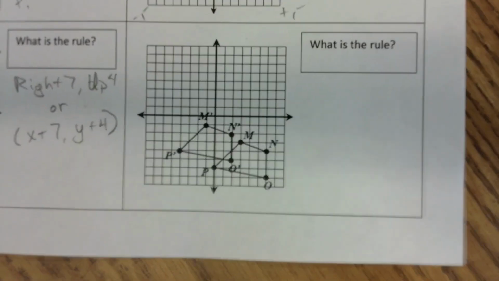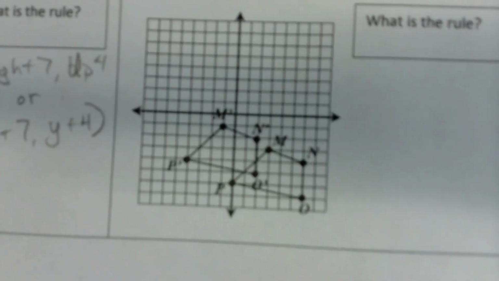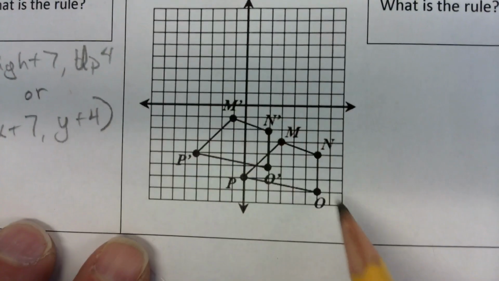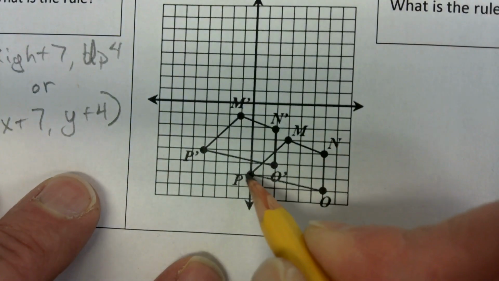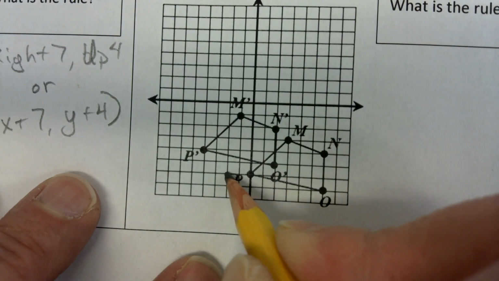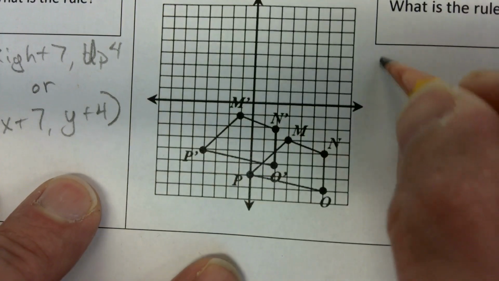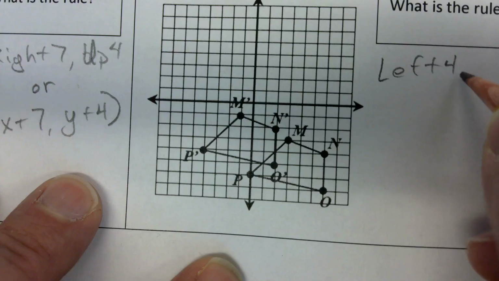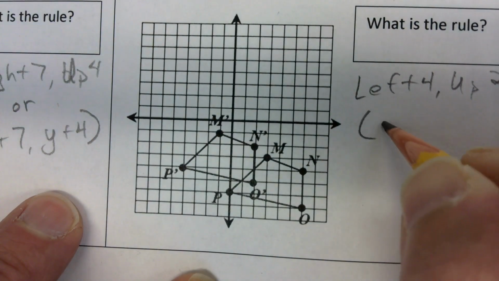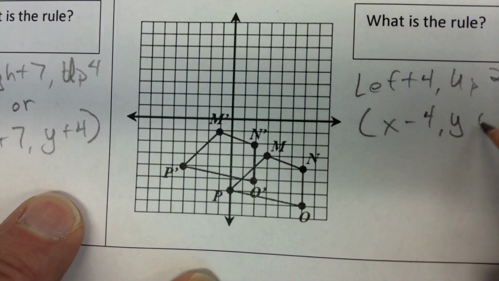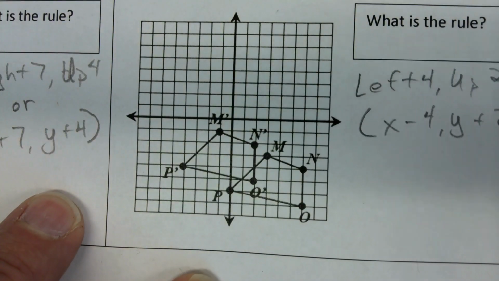And now I've got to figure out, and so many people thought that this was the original here. This is the image. I don't know why. Maybe they overlap each other. I'm going to go from P to P prime. I'm going to go left 1, 2, 3, 4, and then up 2. So go left 4, up 2. I can also say x minus 4, y plus 2. That's another valid way to write that.